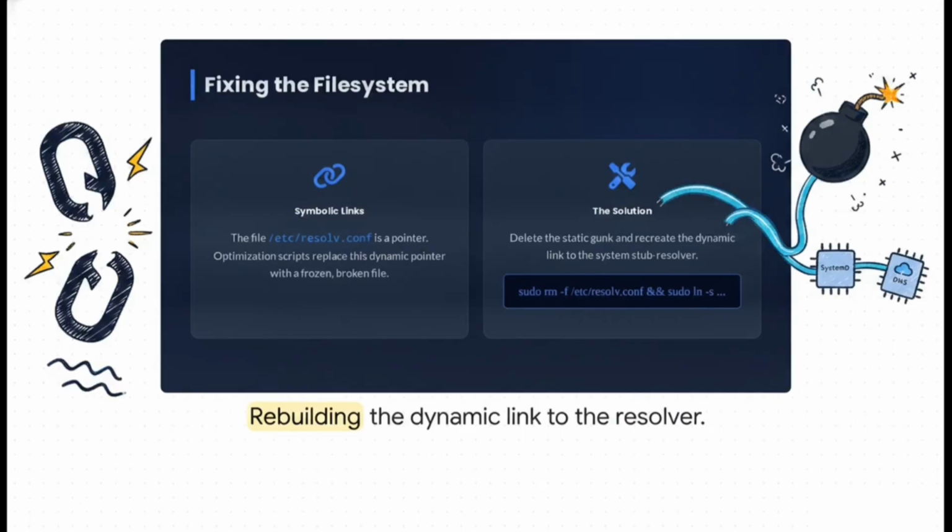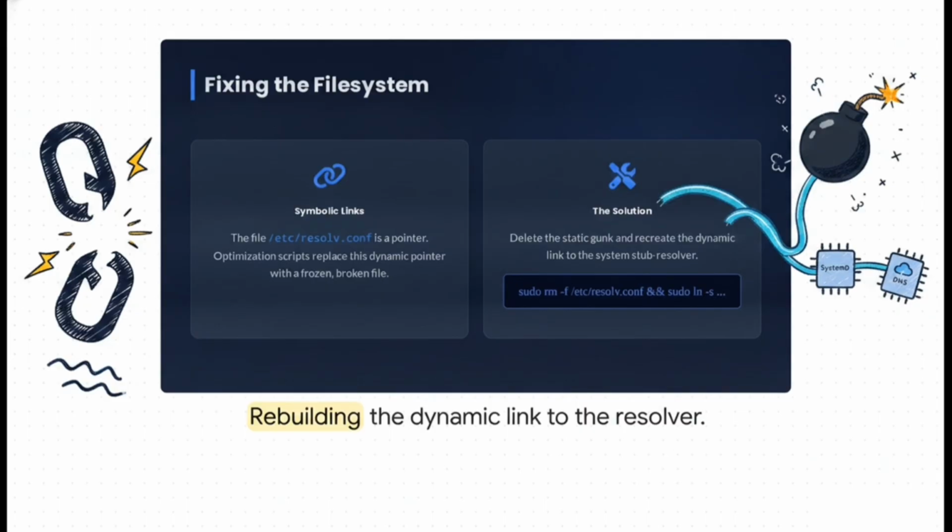So the system looks for live DNS instructions and just hits a brick wall. Here is the exact recovery suite to fix that file system logic. First, we forcefully delete the static gunk. We run sudo rm -f /etc/resolv.conf. Now that bad file is gone.